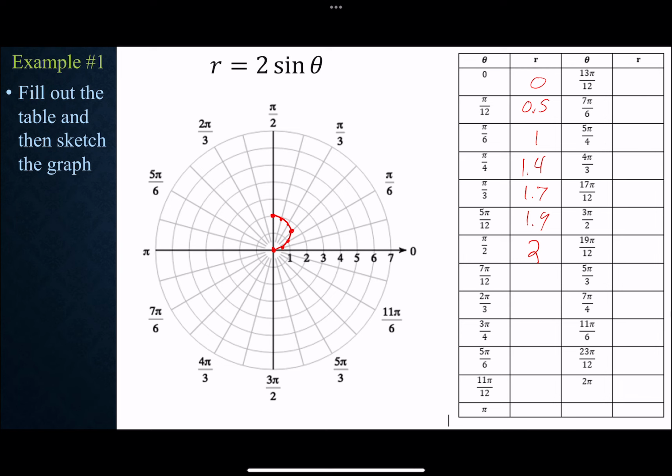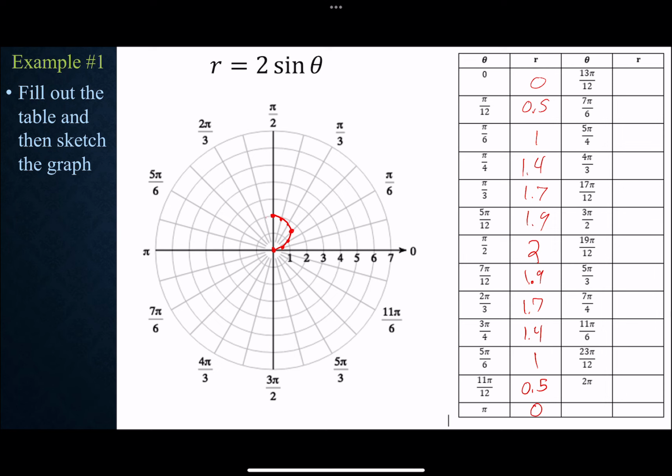So we continue on. 7 pi over 12 is going to give us 1.9. And then we're going to get 1.7, 1.4. And this is what I was talking about before, where you recognize patterns here. Because now we're working on the other side. We're going from the peak point at 2, working our way back down to 0. So just repeating those same values in that same exact order.